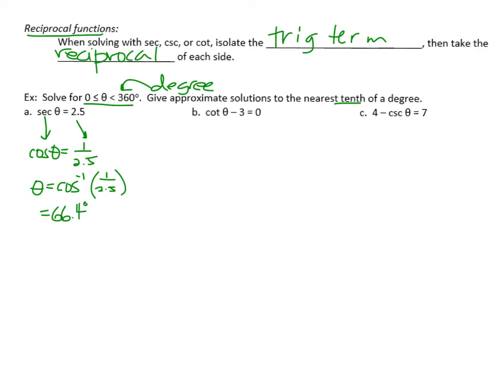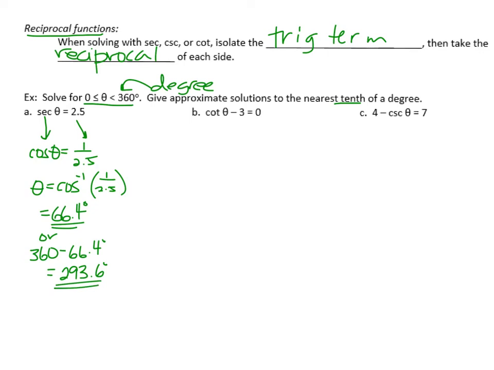There's answer 1. The rule for cosine answer 2, subtract it from 360, and that will put it down in quadrant 4. 360 minus 66.4 is approximately 293.6. There are your two answers for secant of theta equaling 2.5.